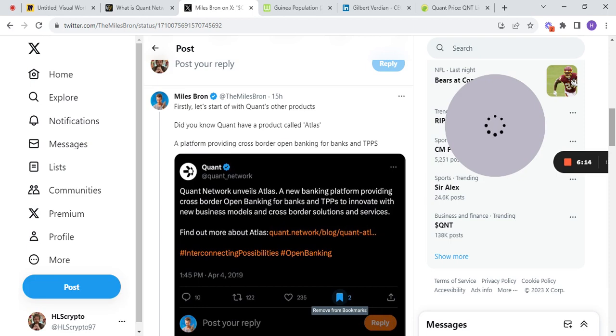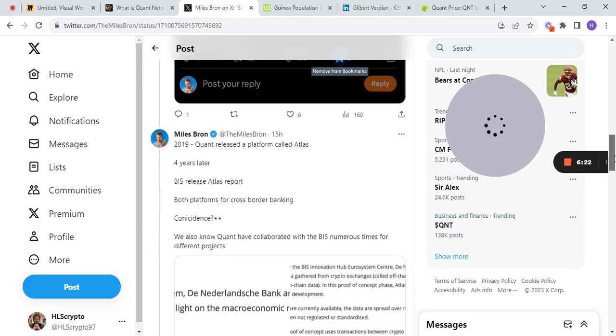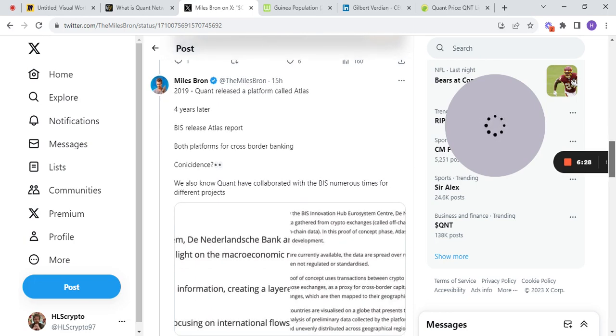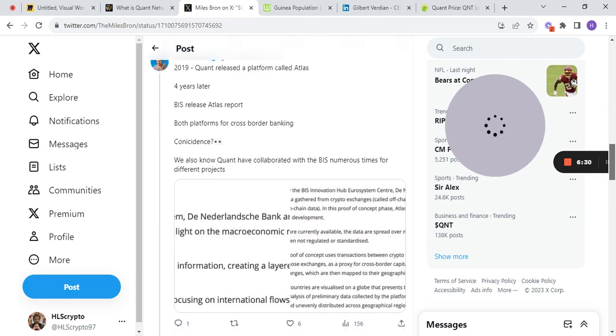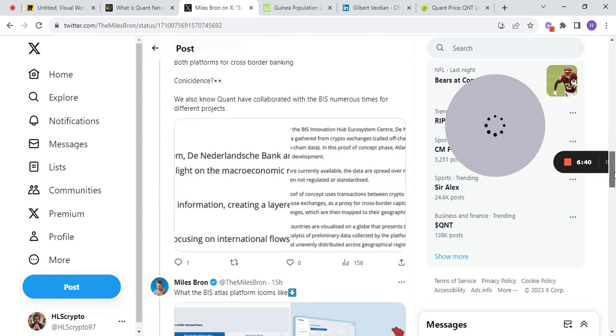Find out more about Atlas on that link, and obviously you can come over here yourself and give this guy a follow and look at all this yourselves. In 2019, Quant released a platform called Atlas, and 4 years later, the Bank of International Settlements released the Atlas Report, both platforms for cross-border banking. Coincidence? We also know Quant has collaborated with the Bank of International Settlements numerous times for different projects. Now, again, I'm not going to read through all of this. You can come on yourself and have a look at this.